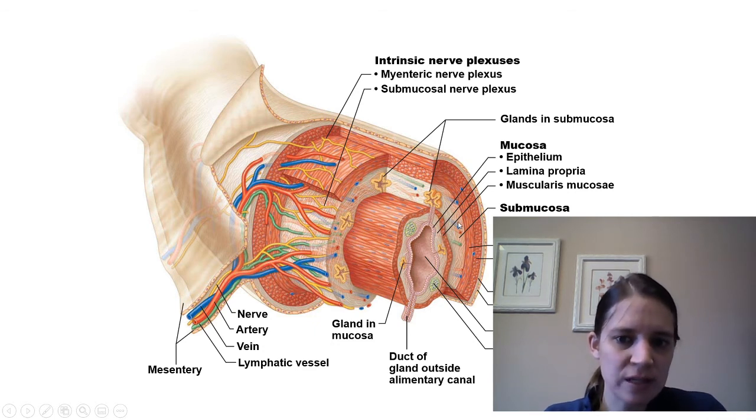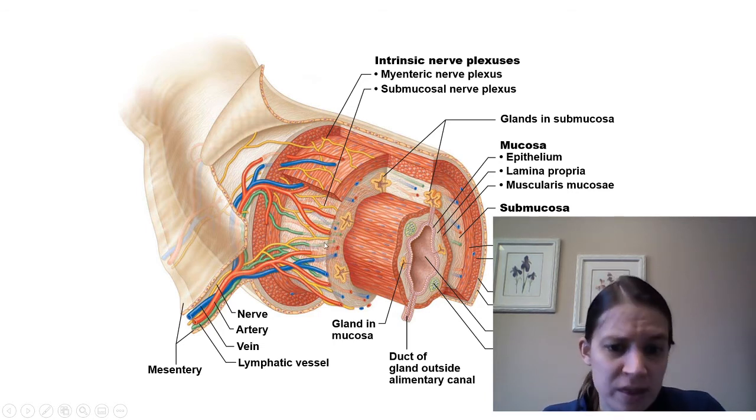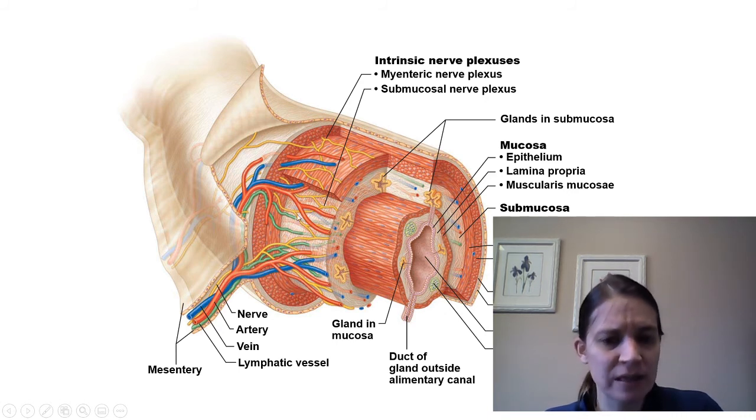Okay, so we've got a submucosa, and you can see we've got a whole bunch of things going on. We've got a whole bunch of vessels, and this is also innervated, so we've got nerves here. We have quite a bit of blood. We also have lymphatic vessels. So as we pull nutrients across, we'll end up here.